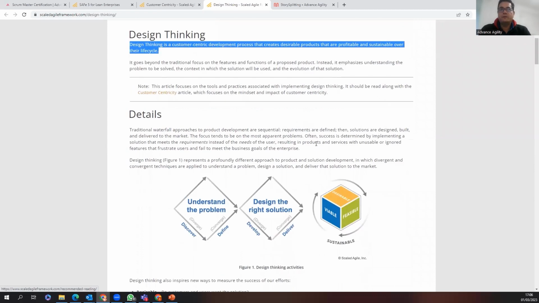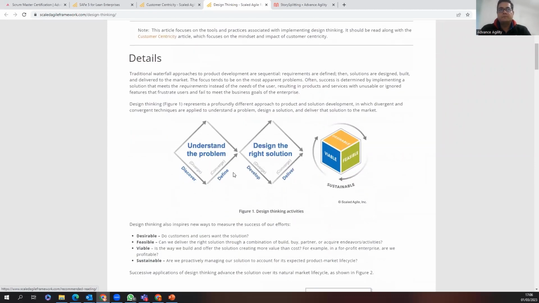Because the customer actually wants it. So there are two diamonds. This is the double diamond approach of design thinking, where the first diamond is to understand the problem, and that's why it is called the problem space. To understand the problem, we have to do market research, and with the help of market research, we get the product strategy. That's what we get from the first quadrant.